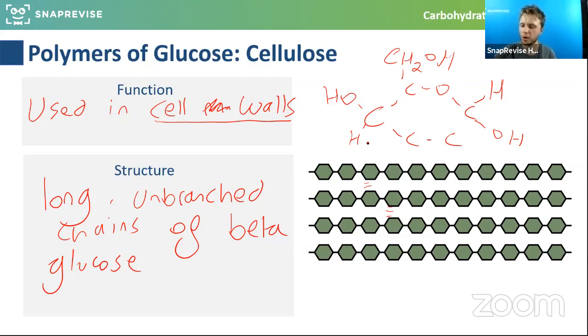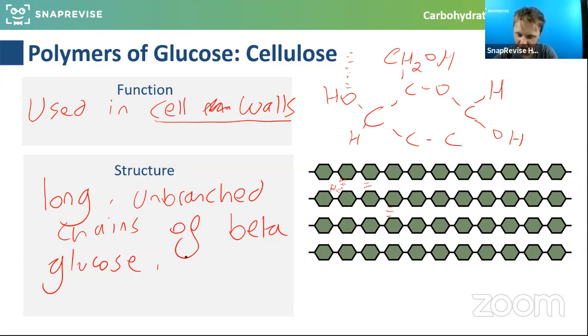So say I've got another molecule up here, which I'm not going to draw, another molecule of glucose. You can form a little hydrogen bond between the O here and what would be the constituent H of the previous chain. Imagine there's a little hydrogen here, and imagine there's a little OH here. You can form a little hydrogen bond between these two. So you need to know it's a long unbranched chain of beta glucose.